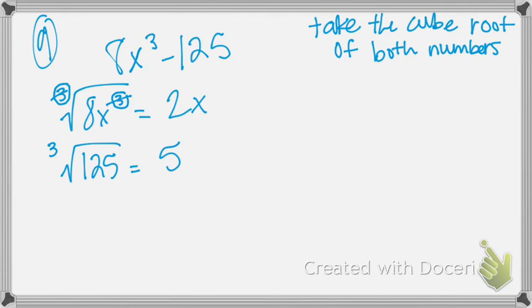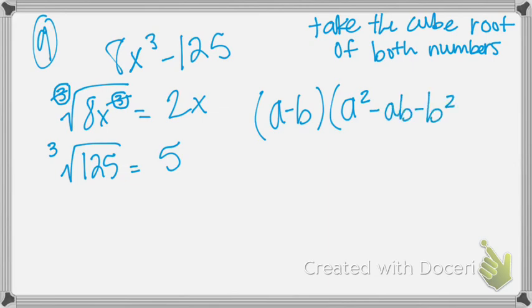Okay? What kind of sign did we start with on A? Are we adding it or are we subtracting it? We're subtracting it. 8x cubed minus 125. Okay? So, what I want you to do first, until you learn the formulas, I want you to write out A minus B, and then it's A squared plus AB plus B squared.